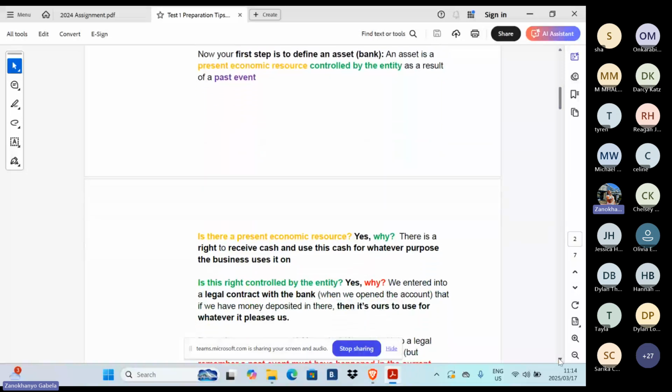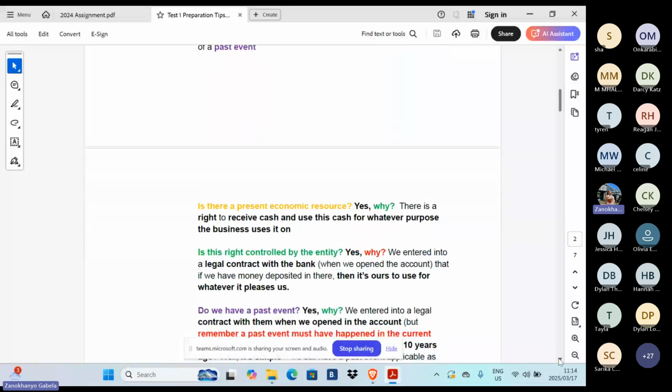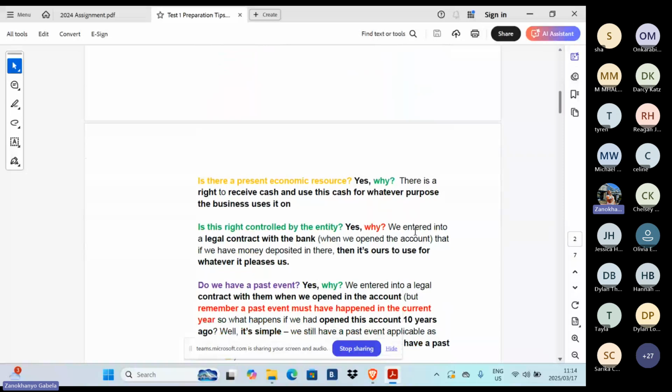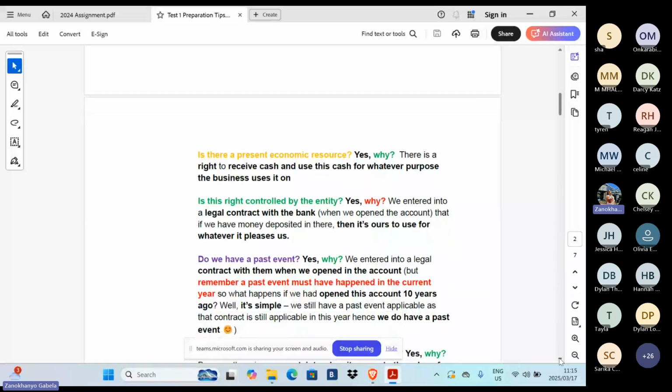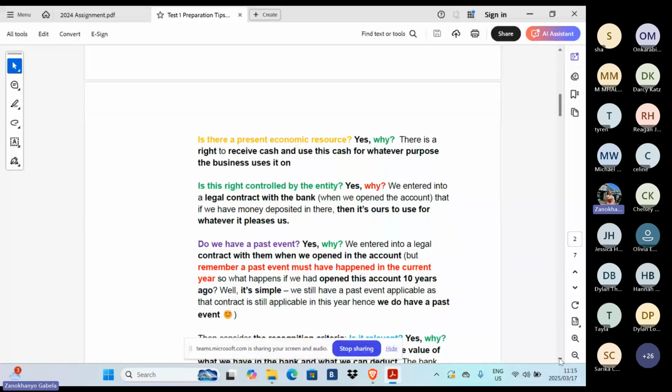So what is the present economic resource? In fact, do we have a present economic resource? Yes, we do. There is a right to receive cash and use this cash for whatever purpose the business uses it on. So let's think about bank. If we have a balance in the bank, what is our right in terms of that balance? It means we have a right to use it, right? Is this right controlled by the entity? Oh, definitely yes. Why? Because we entered into a contract with this bank when we opened the account. So it's under our name, so it belongs to the entity.